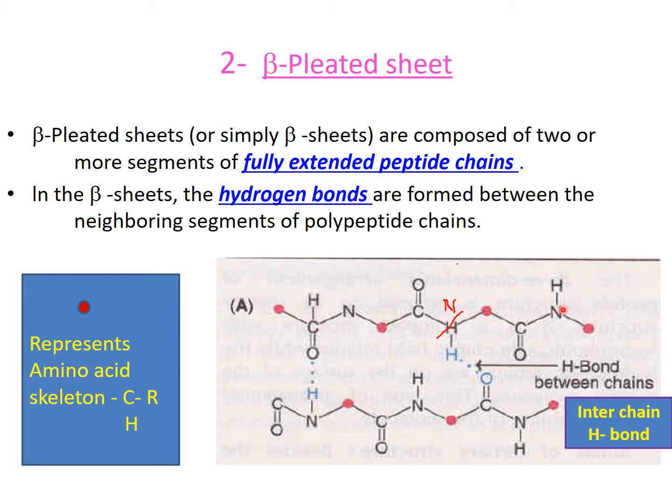When you stretch a helical structure, it will look like this. So it represents the beta sheet. The hydrogen bonds between the two chains are interchain hydrogen bonds. You can see this is an interchain hydrogen bond. This is also an interchain hydrogen bond. This red area represents the amino acid skeleton, CRH.